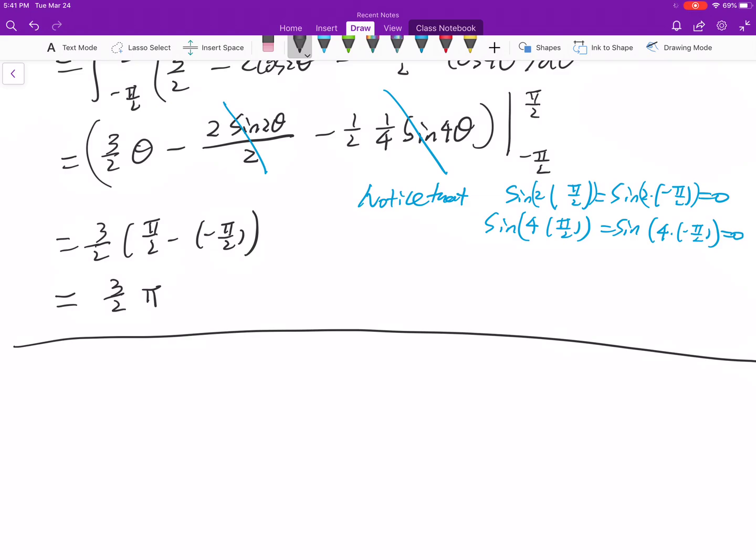Okay, I will stop here for the polar coordinates. Next time we will discuss some applications of the double integral and start the triple integrals.